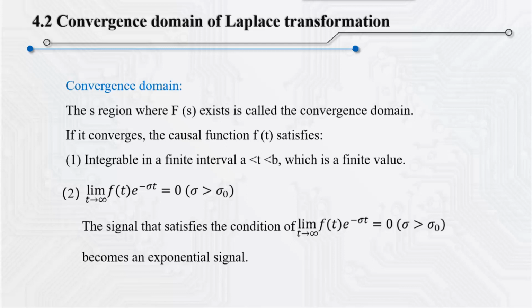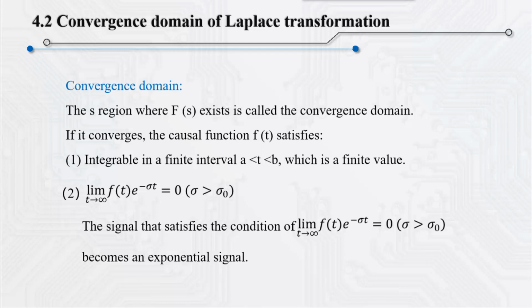First, in the finite interval a < t < b, f(t) is integrable. That is, f(t) is a finite value. Second, for a certain delta 0, when delta is greater than delta 0, f(t) multiplied by e to the power of negative delta t has a limit equal to 0 when t tends to infinity, meeting the absolute integrable condition.